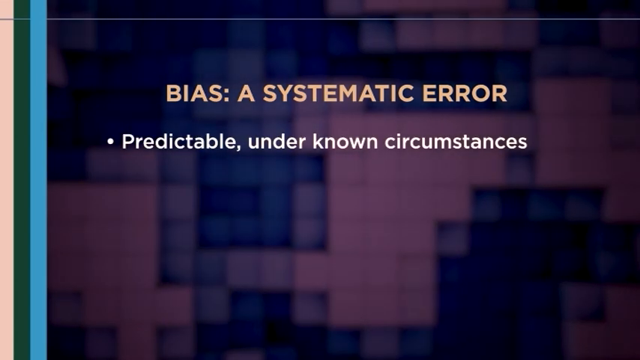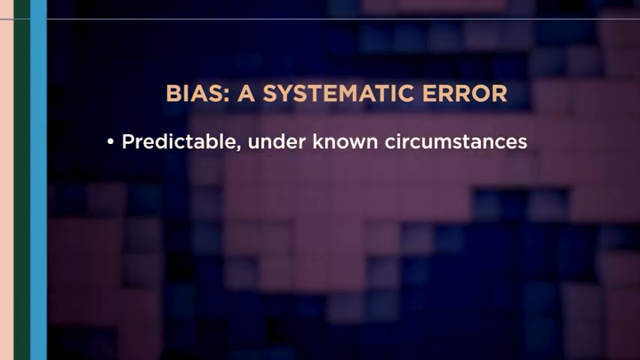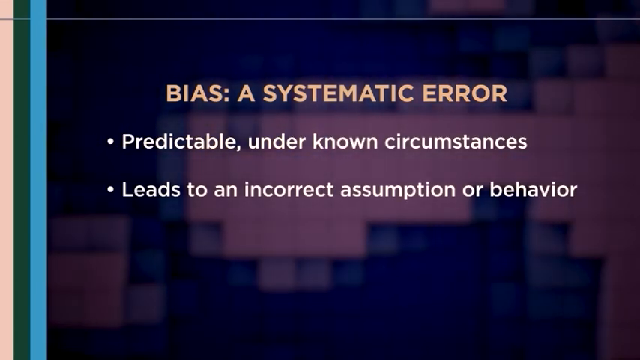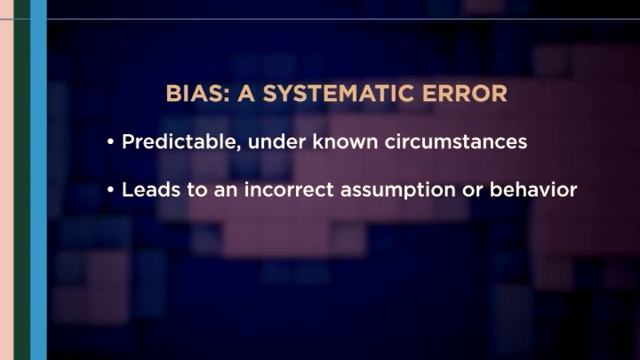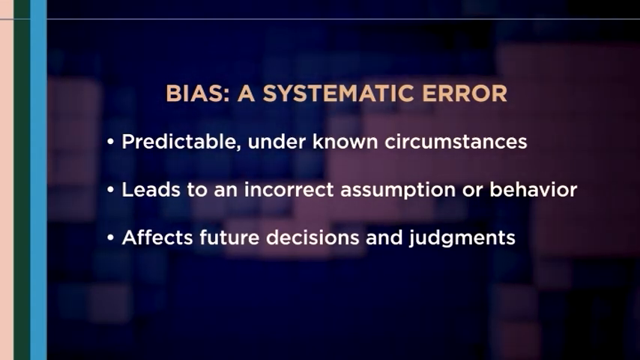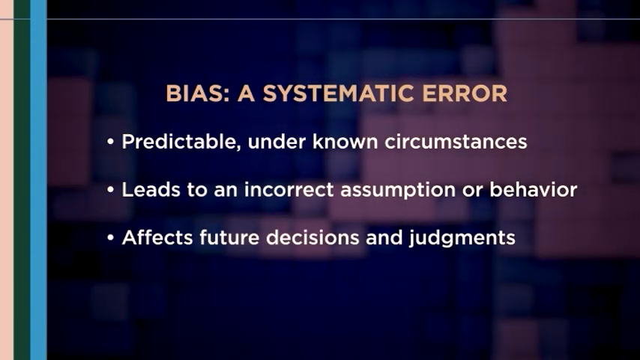Bias is commonly defined as a preference in favor or against any thing, person, or group. We can also define bias as a systematic error, an error that's predictable under known circumstances and situations, leads to an incorrect assumption or behavior, and affects future decisions and judgments.